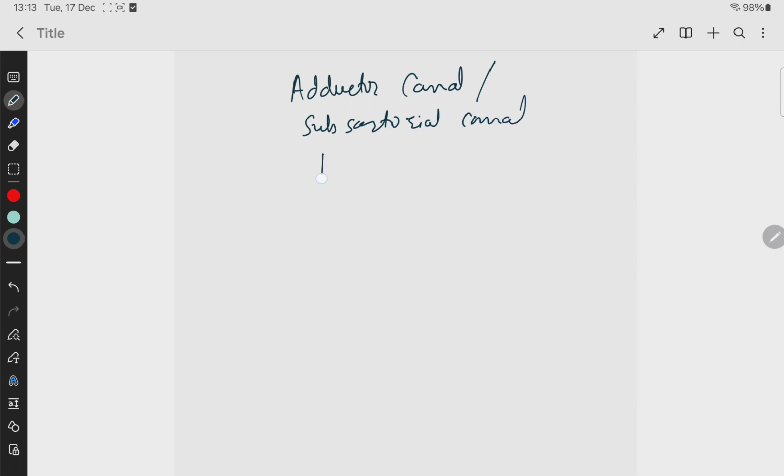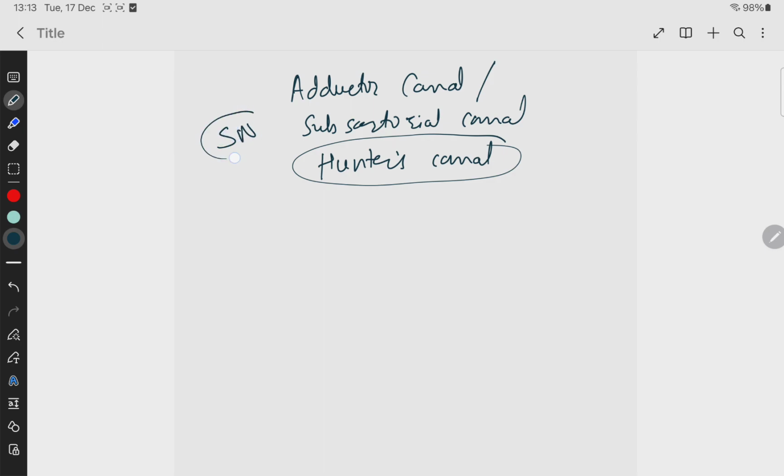Important short note which is asked very often in exams: the adductor canal. It is also called the subsartorial canal because it lies below the sartorius muscle, or Hunter's canal, named after the scientist Hunter. This is asked most of the time as a short note, and in viva also, why it is called Hunter's canal.